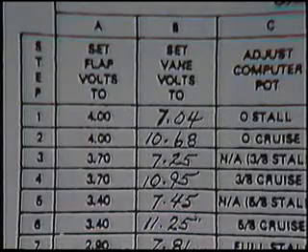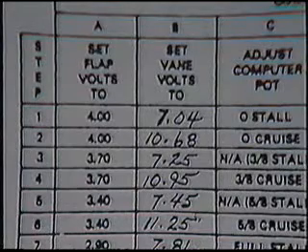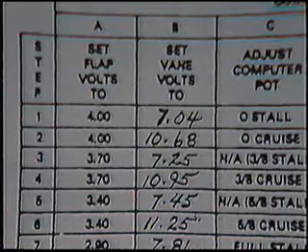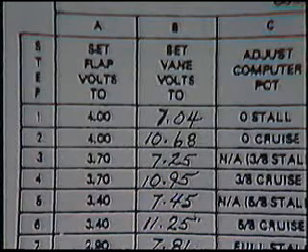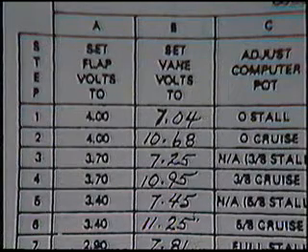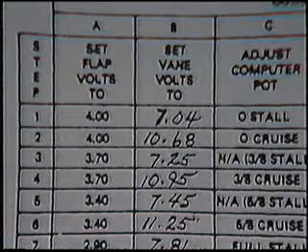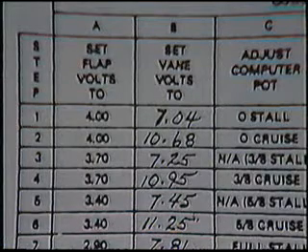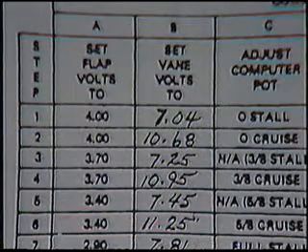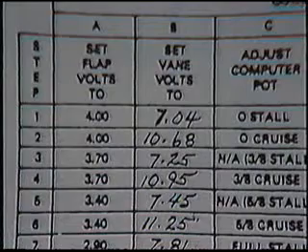Notice that column A, titled Set Flap Volts To, contains printed numbers. This is because the output of the flap position transmitter is set the same for every aircraft. Notice that column B, titled Set Vane Volts To, is handwritten and will be different for every aircraft. Setting these numbers accurately is very important. The closer these numbers are set, the adjustments to be made in flight will be minimal.